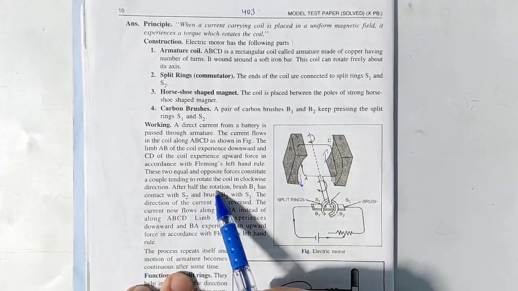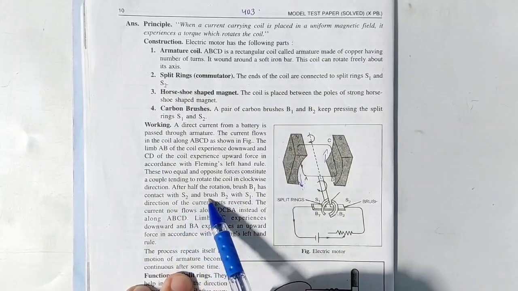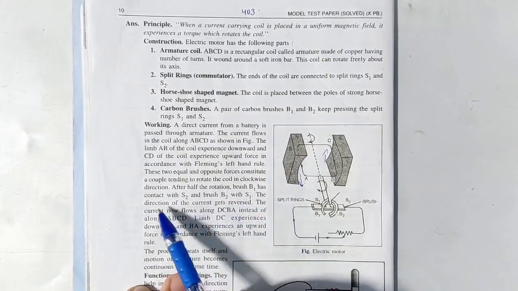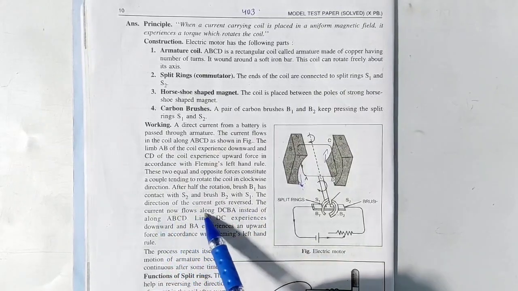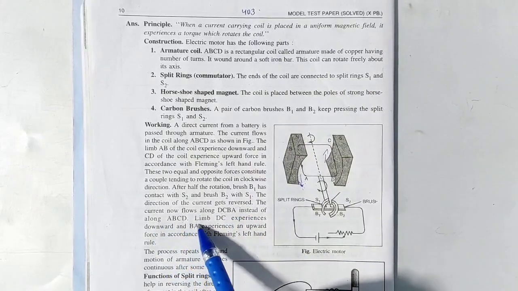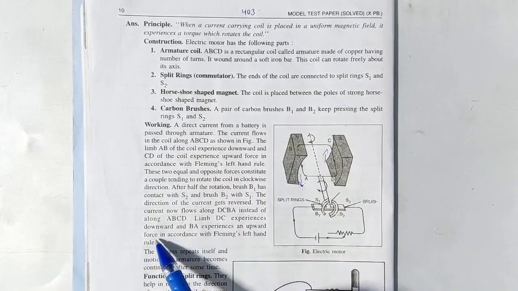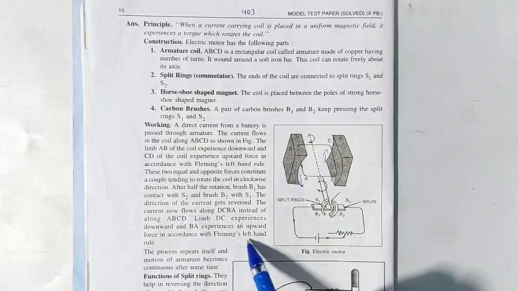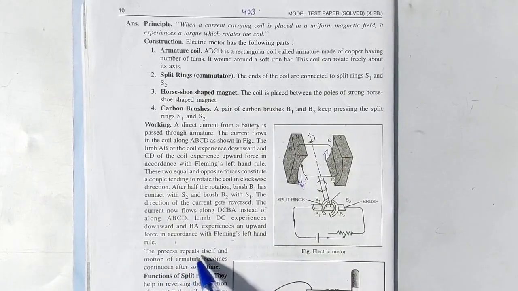After half the rotation, brush B1 has contact with S2 and brush B2 with S1. The direction of the current gets reversed. The current now flows along DCBA instead of along ABCD. Limb DC experiences downward and BA experiences upward force in accordance with Fleming's left hand rule. The process repeats itself and motion of the armature becomes continuous after some time.